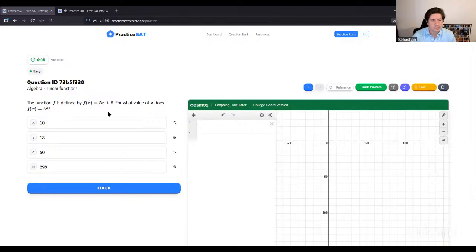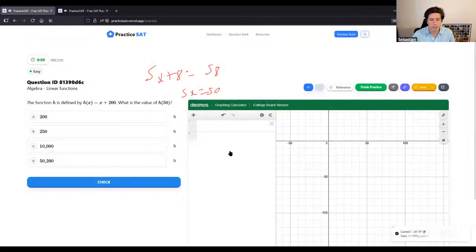Okay, the function f is defined by f of x equals 5x plus 8. For what value of x does f of x equal 58? So just solve for it, right? So 5x plus 8 equals 58. So 5x equals 50, x equals 10. Okay. I'm on fire, I'm on fire. Okay, now let's try this one out.